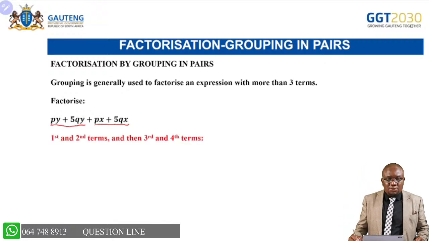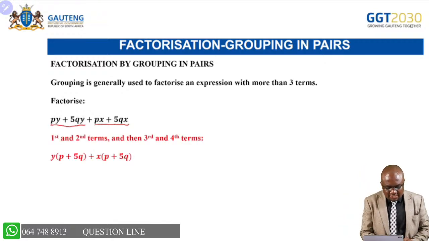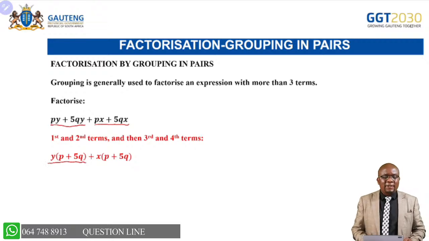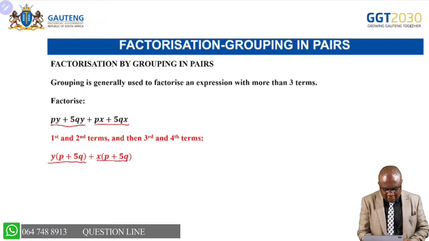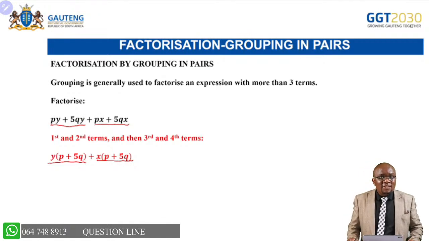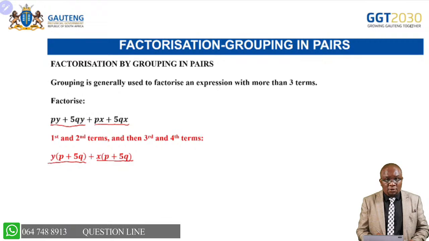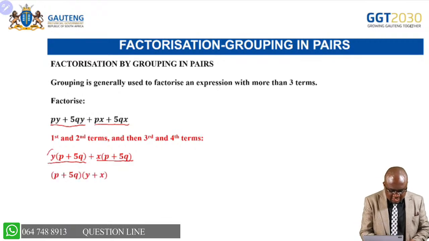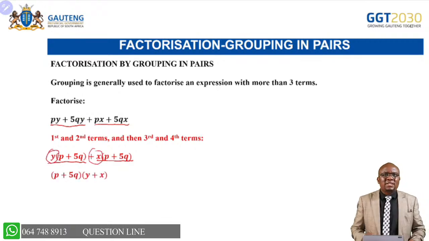Okay, let's do that. Now factorize the first two and the last two. First two will give us this. We factored out y. And then the last two gave us this. Now, do we have a common bracket? You see what we've been doing? We have, which is p plus 5q. You write that common bracket, and then this and this will give you your second bracket.